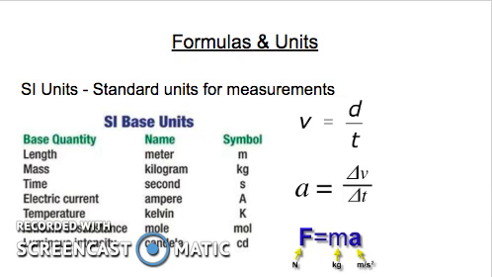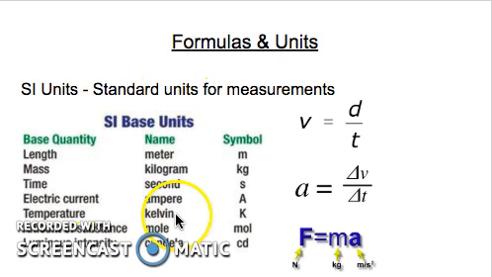This is one of the videos about the math that is involved in physical science. And one of the parts that you'll have to do in physical science is deal with formulas and making sure you have the correct units with those particular formulas. So you will have what are called SI units. These are the standard units for measurements that are kind of standard throughout the world.